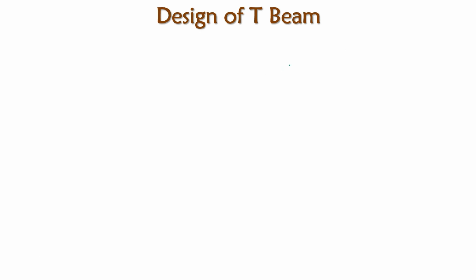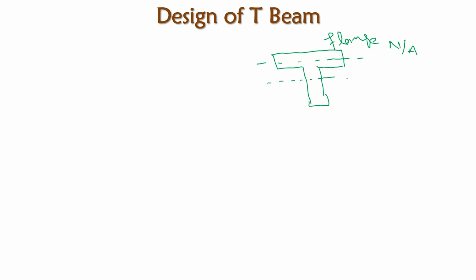The first thing here is that let us say we have this section of a T-beam of this shape. There are two possibilities according to the location of the neutral axis. Let us say the neutral axis is located somewhere here in the flange. And the second case will be that the neutral axis is located somewhere here in the web. So if the neutral axis is located in the flange, then the design will be similar to the design of a rectangular beam. But if the neutral axis is located in the web, then the design will be like a T-beam.